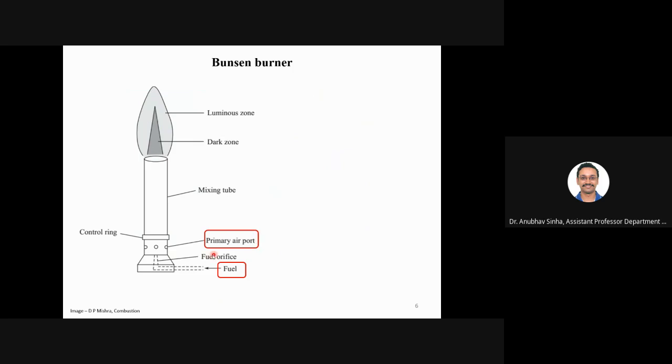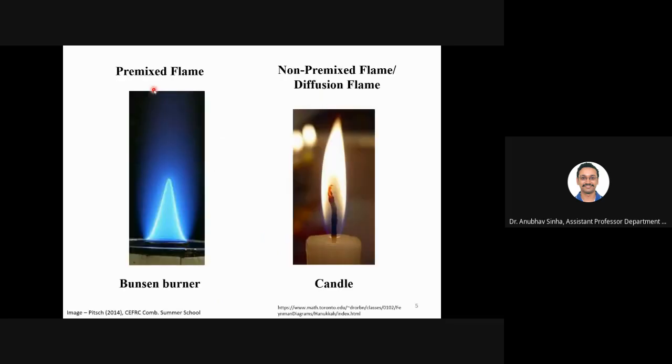As I mentioned, there will be an air port and a fuel port. Fuel is being supplied from here, and there are holes through which air enters. This tube is basically used for mixing. That's why the name is premixed, that it is already mixed. When you look at a flame, you see there is a dark zone inside and a luminous zone outside, as you can see here. The luminous zone surrounds the dark zone. Inside it, it is a little dark because there is no combustion there.